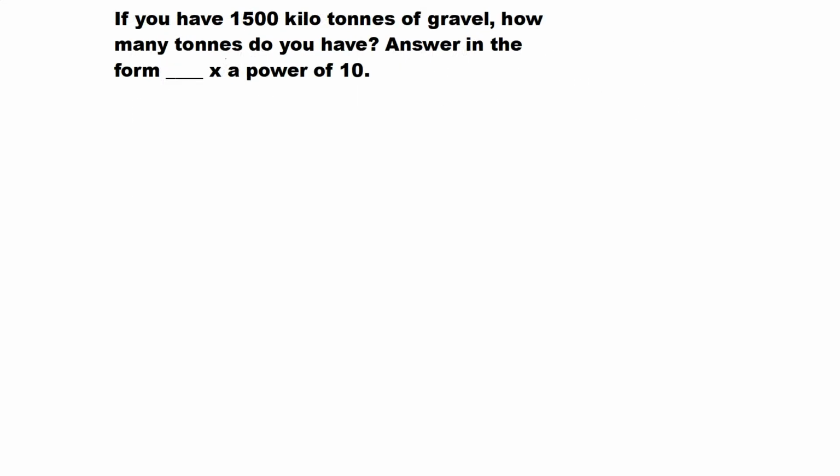If you have 1,500 kilotons of gravel, how many tons do you have? Answer in the form of something times a power of 10. So 1,500 kilotons is equal to 1,500 times 10 to the 3rd tons. Remember, 10 to the 3rd is kilos. Another way of saying that would be 1.5 times 10 to the 6th tons.